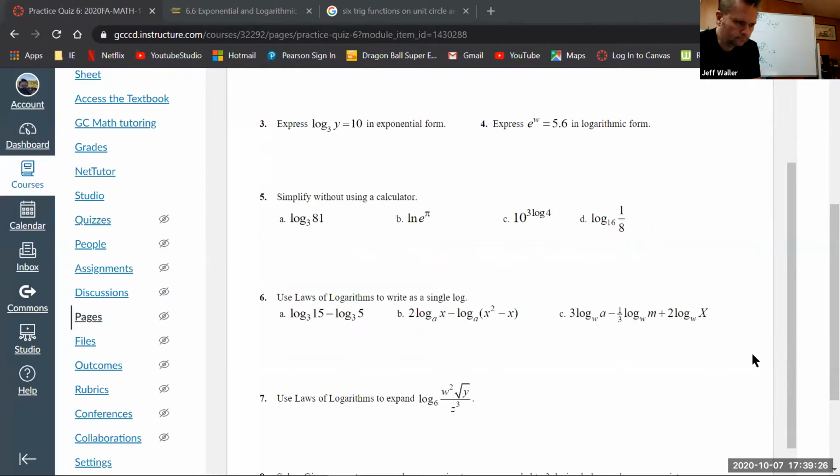6C. Oh, yeah. So there are a couple of problems in the homework that are like that.